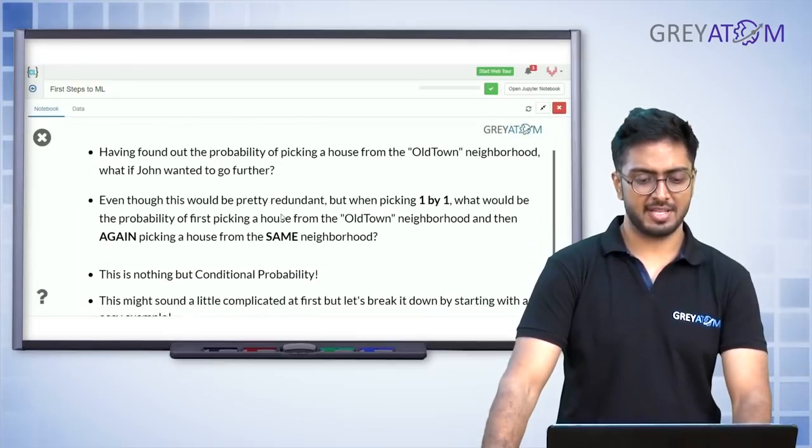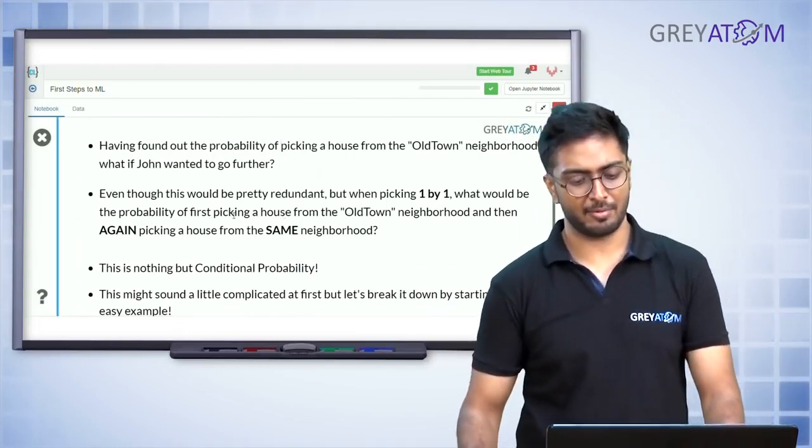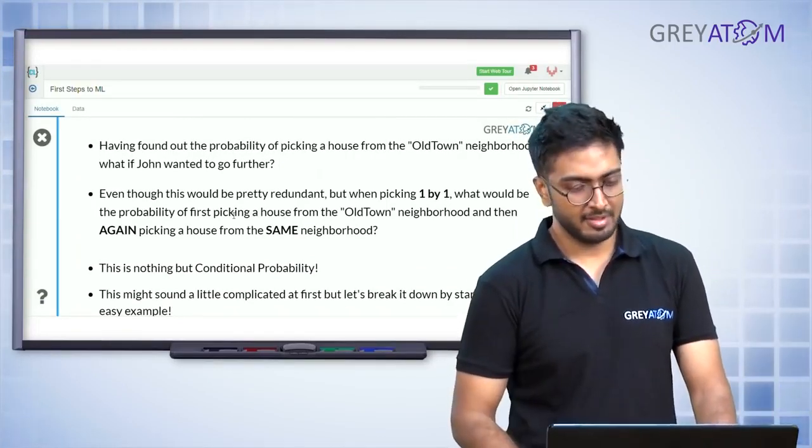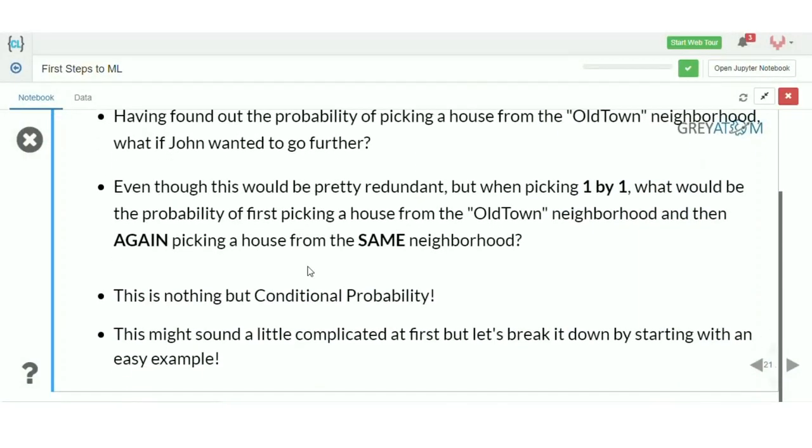So now what if John was extra curious? Having found out the probability of picking a house from the Old Town neighborhood, what if John wanted to go further? Let's see what John wants to do now. Even though this would be pretty redundant, when picking one by one, what would again be the probability of first picking a house from Old Town?